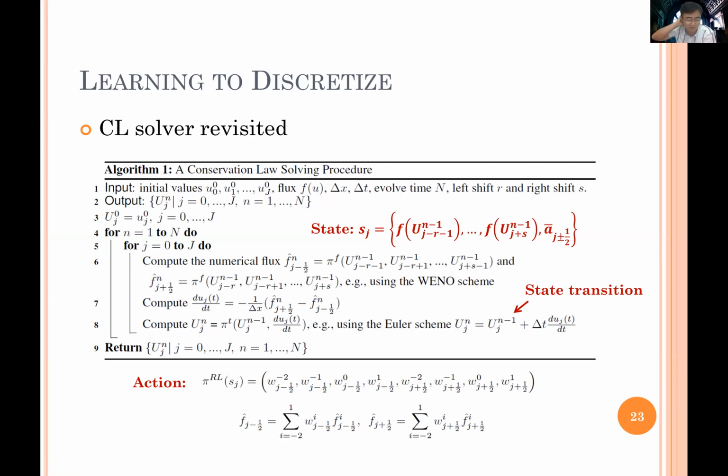learn a stable approximation. But this actually shows that we have to combine machine learning with our prior knowledge. You cannot just feed a black box neural network and hope it works well. I don't think it works very well in general. And the action is that we use a policy network to determine the weights of the stencils. We're hoping that they can do something differently, particularly at the singularities. And this is the state transition.